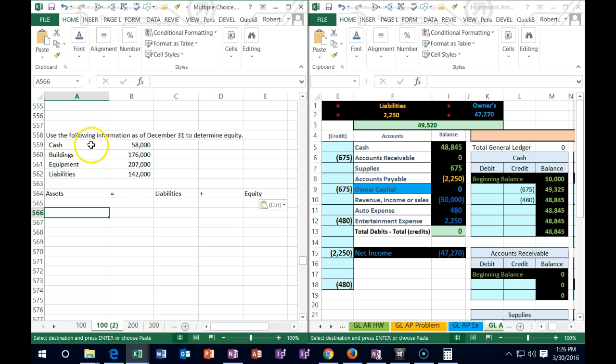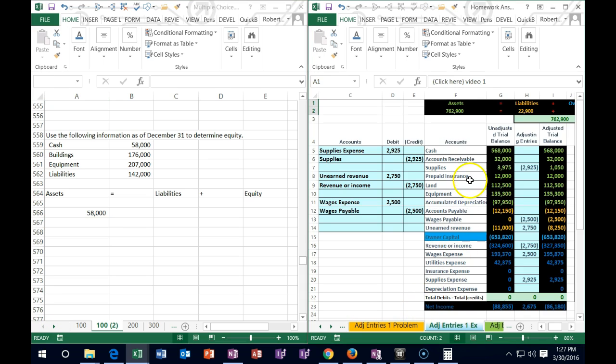So assets, we know if we have our handy trial balance open, we can see that assets is up here on the top. Cash is an asset up here at the top. Therefore, we have 58,000 of an asset. Building and equipment. We don't have a building up here. I can check some other worksheets. Let me check another. So here's another type of problem that has some more types of accounts up here that could be a good example.